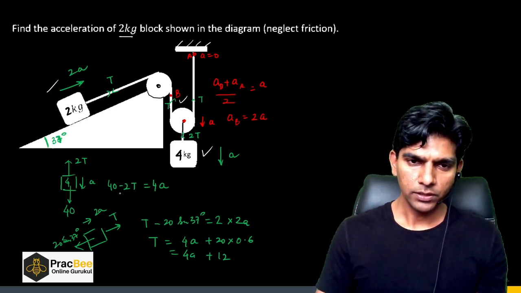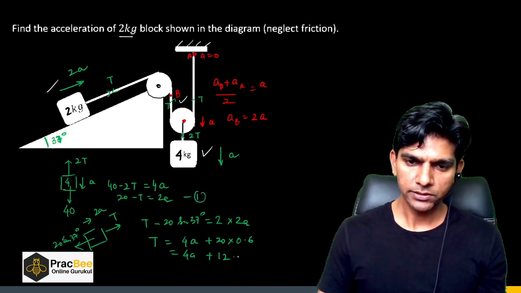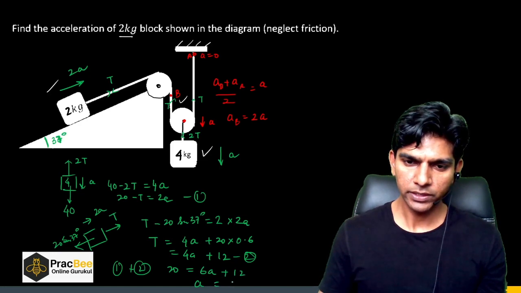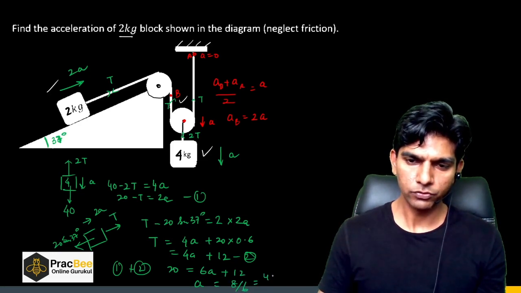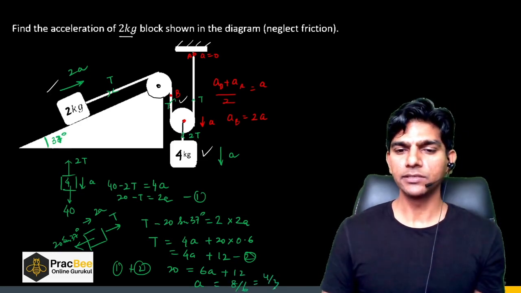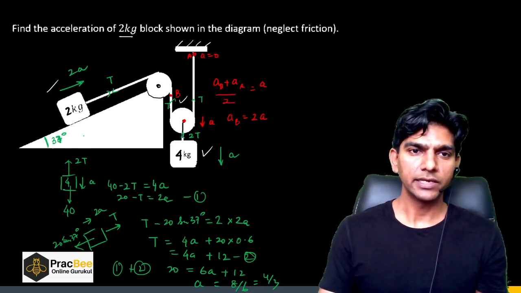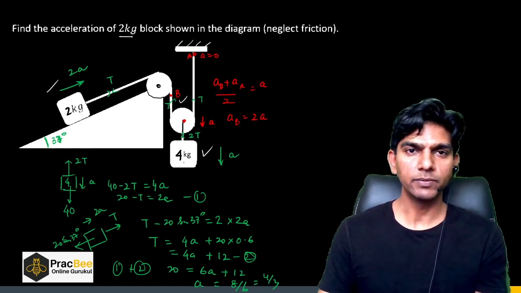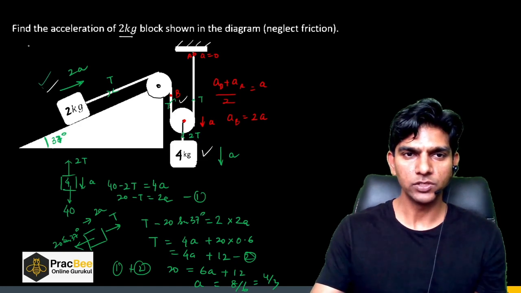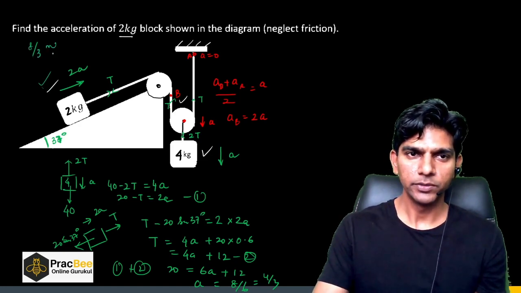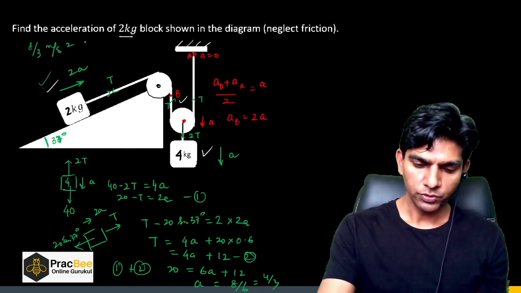And the first equation can be written as 20 minus T equals 2a. So if we eliminate tension, this is the first equation, this is the second equation. If we add first and second, we will get 20 as 6a plus 12. So a comes out to be 8 by 6, that is 4 by 3. If this angle is 37, then the answer will be 4 by 3. So that is the acceleration of the 4 kg block. If I multiply this by 2, we get the acceleration of the 2 kg block, which will be 8 by 3 meter per second square. Now let us move to the next question.